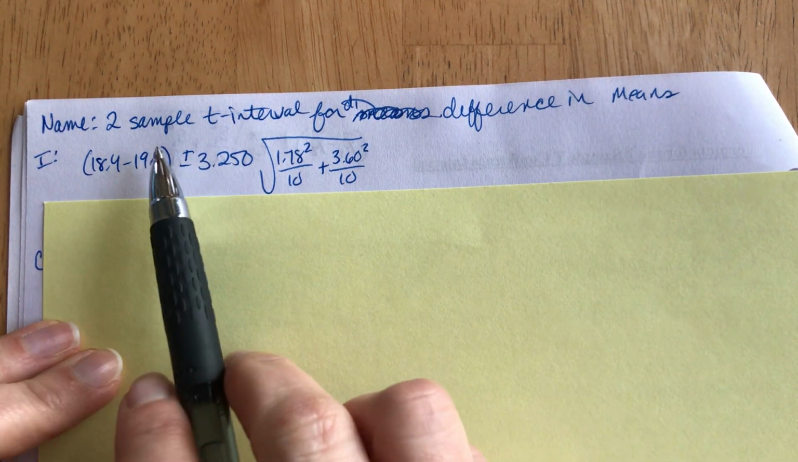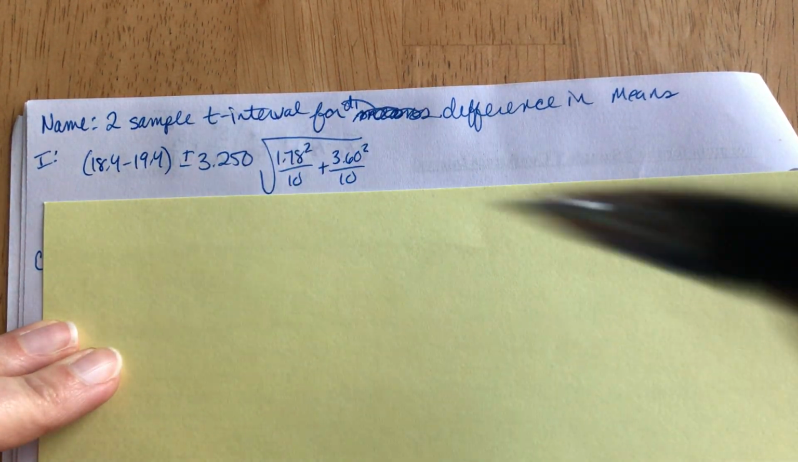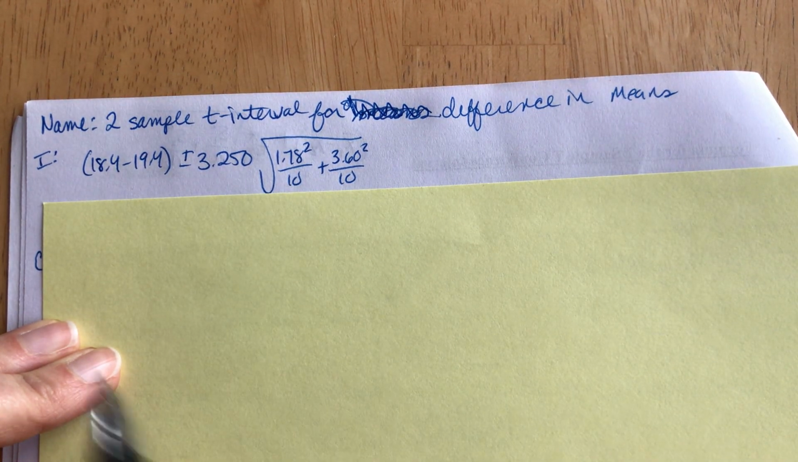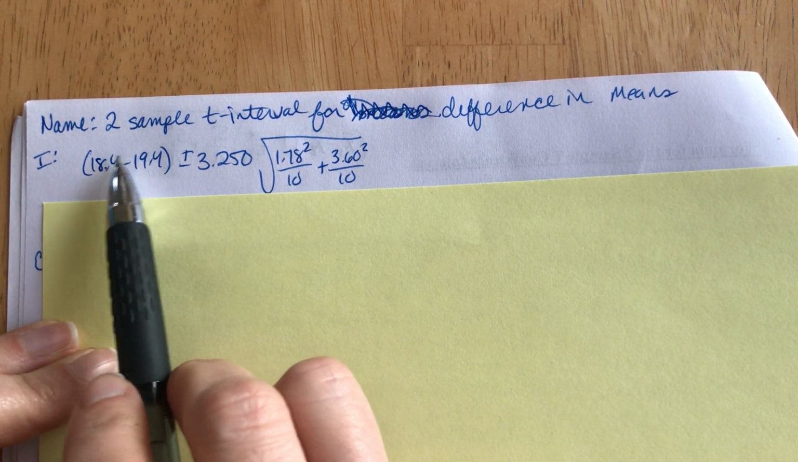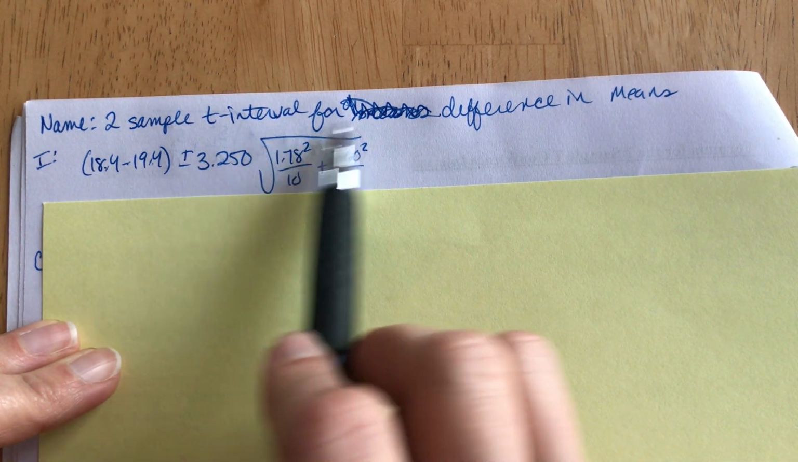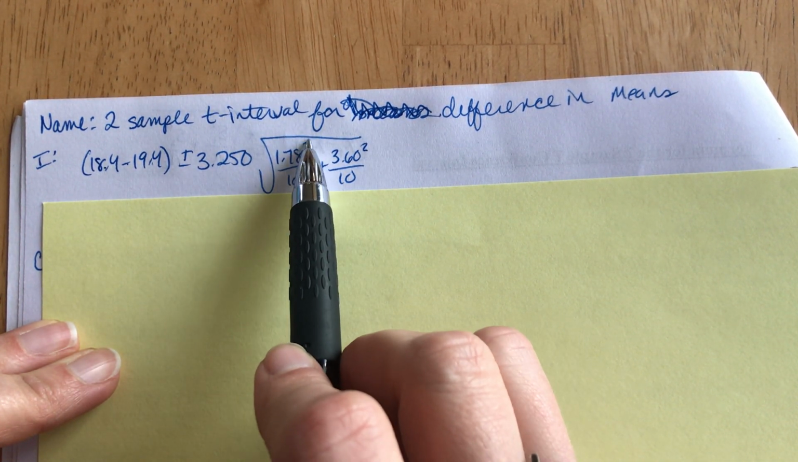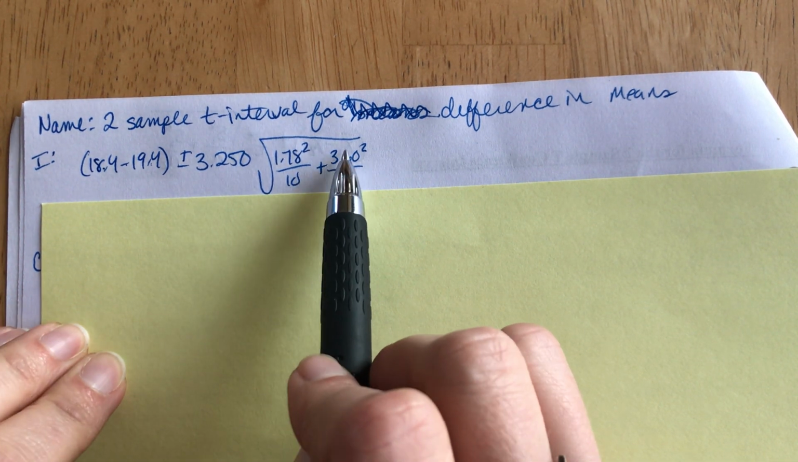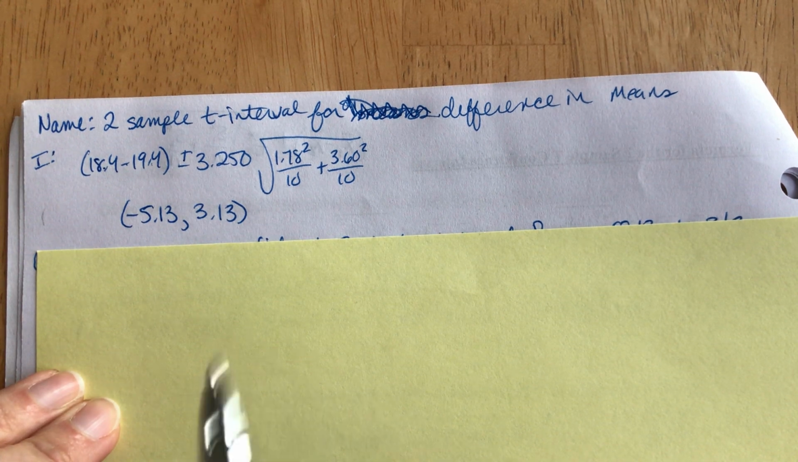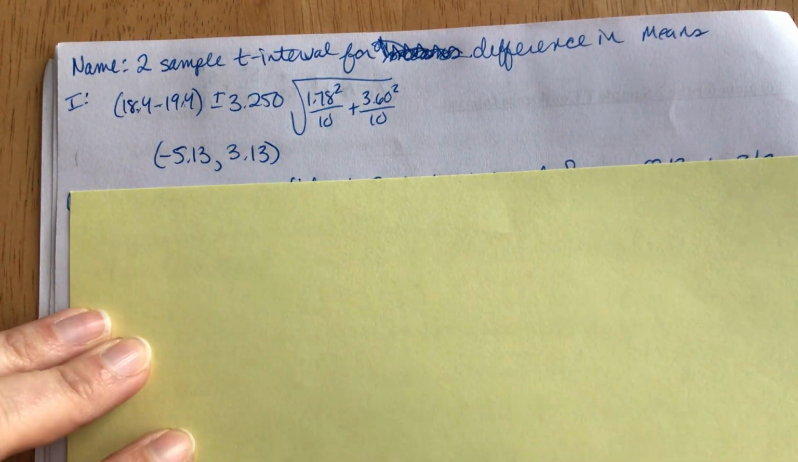Our name is a 2-sample t interval for the difference in means. Okay, formula: x bar 1 minus x bar 2 plus or minus t star, big square root, standard deviation squared over n plus standard deviation squared over n. All right, throw those in your calculator and you get this.